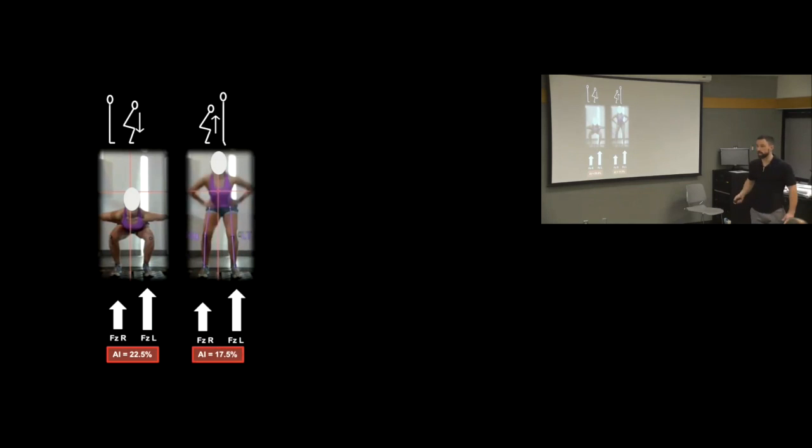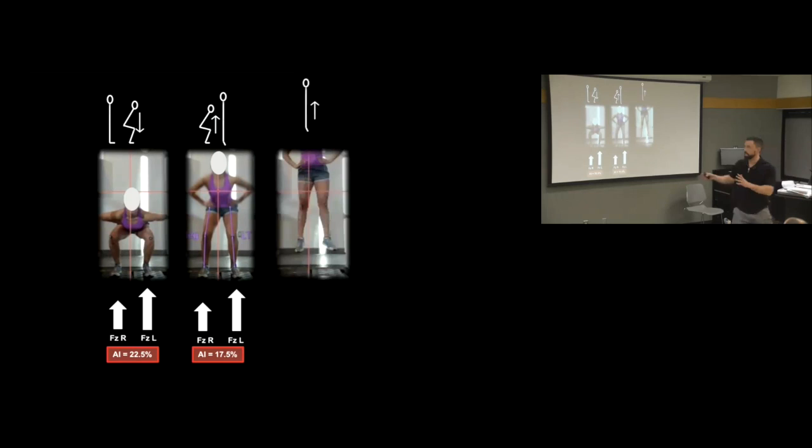So remember, she feels great. In the bottom phase of the jump, this is the deceleration phase, her asymmetry was 22.5%. In the ascent phase, where she's coming up off the plates, her asymmetry is 17.5%. And you can see now the asymmetry.